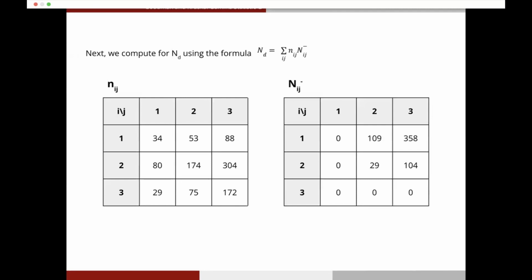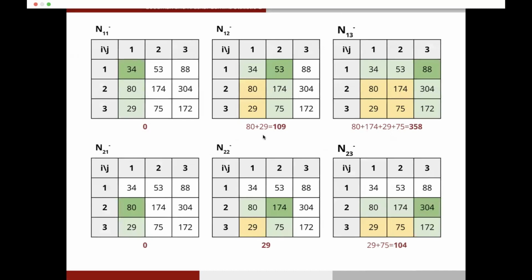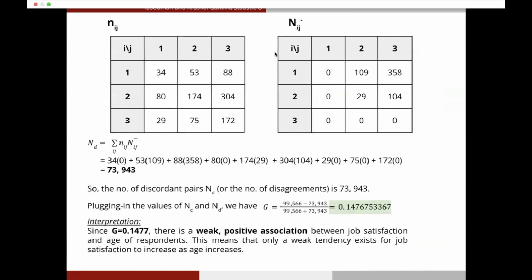Para naman sa ating number of discordant pairs, halos same procedure lang siya before, pero this time, Nij minus na ang ating imumultiply sa Nij. Para kunin yon, in getting the Nij minus, we have to look at the values at the left side and below the ijth cell. So, para sa N12 minus, ang N12 natin ay 53. Titingnan natin yung values at the left side and below it. So, we have 80 and 29. Kunin lang ulit natin yung sum. We have 109. Follow yung same procedure para sa other Nijs, and plug in itong values, we have 73,943 number of discordant pairs.